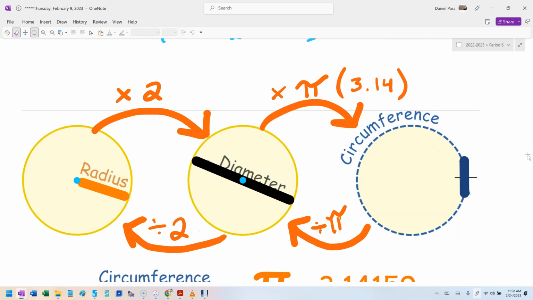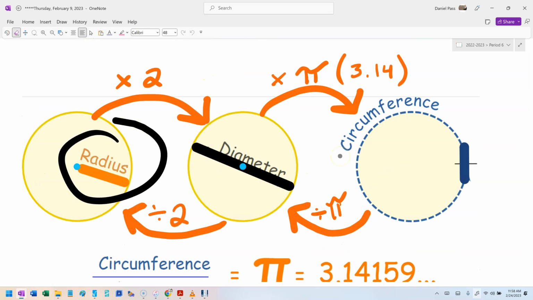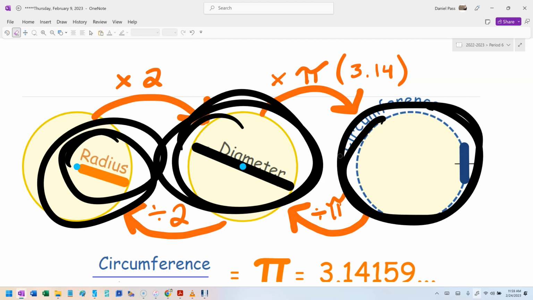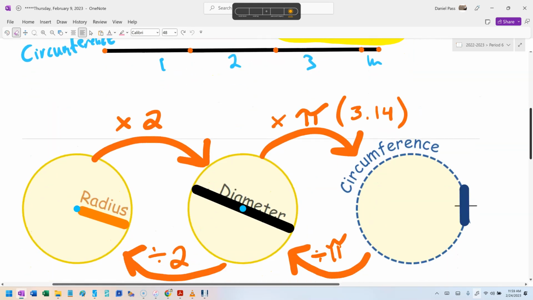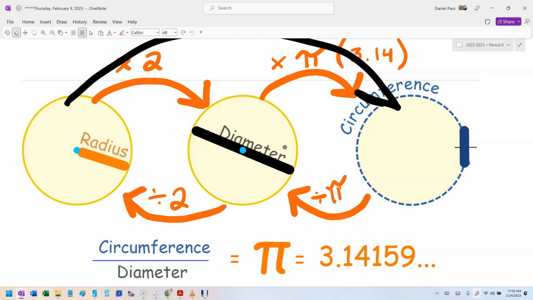We have to see, what does radius look like? We know, right? Radius is in the middle. Diameter is the whole thing. And then circumference is all the way around. How do we get from radius to diameter? Times 2. How do we get from diameter to circumference? Times 3.14. What if we have to get from radius all the way to circumference?